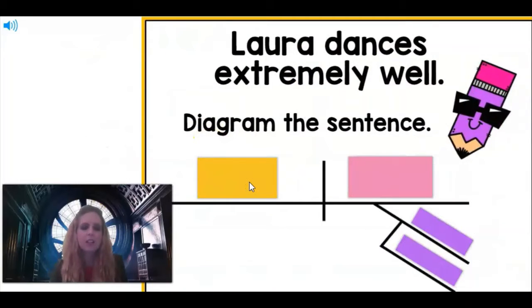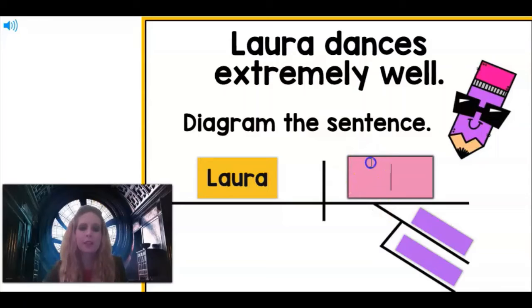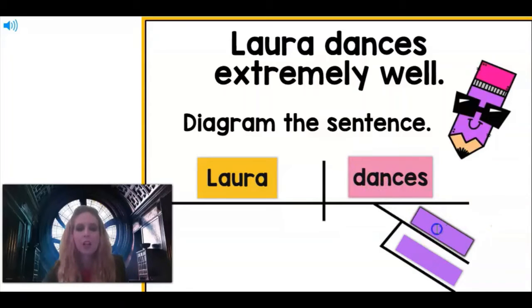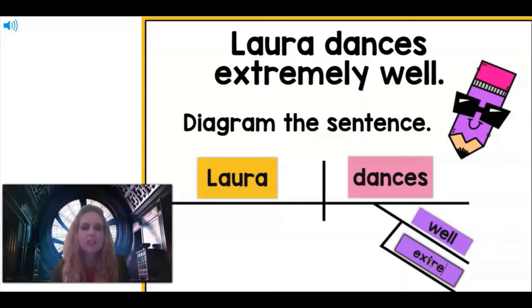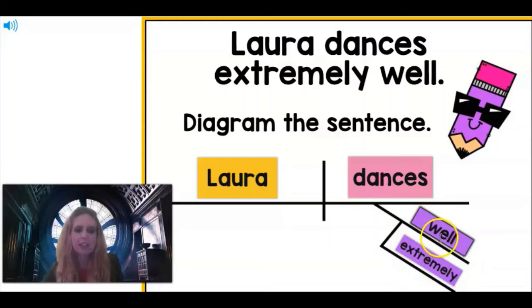Let's try another one. Laura dances extremely well. Okay? Subject. Oops. Laura. Verb. Dances. Laura dances well. But she doesn't just dance well, she dances extremely well. Okay, so extremely tells us more about well.